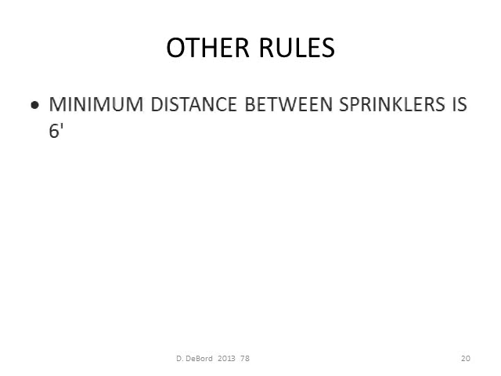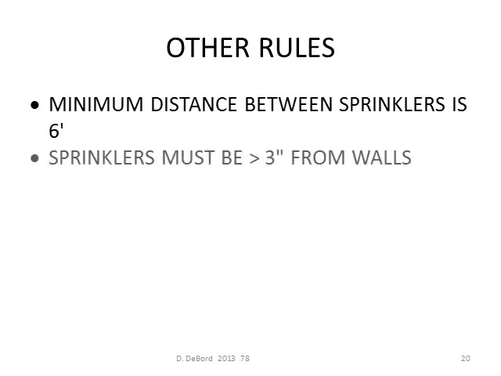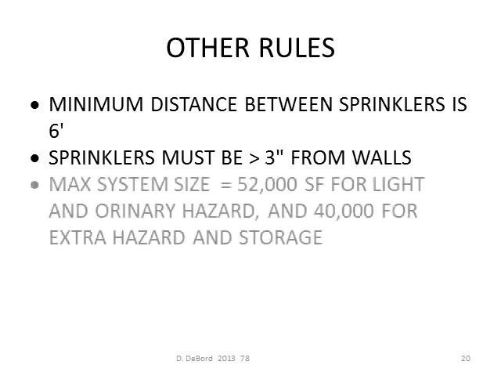Some other rules: minimum distance between sprinklers is 6 feet, because if one goes off first, it can cool off the other sprinkler and keep it from going off as quickly as it would have normally. Sprinklers must be at least more than 3 inches from the wall. Well, there are sidewall sprinklers, but because of the diameter of the sprinkler, you have to be at least 3 inches, but it should be 6 inches at least from the walls.